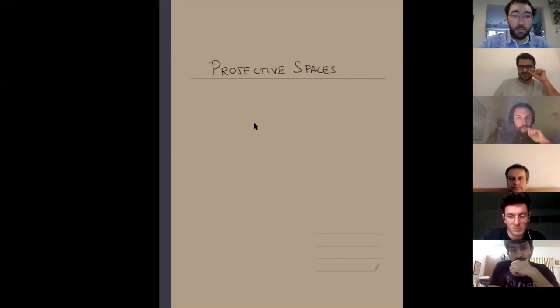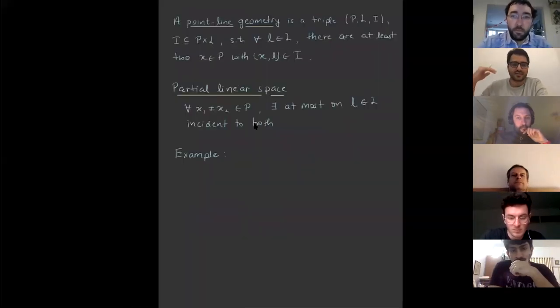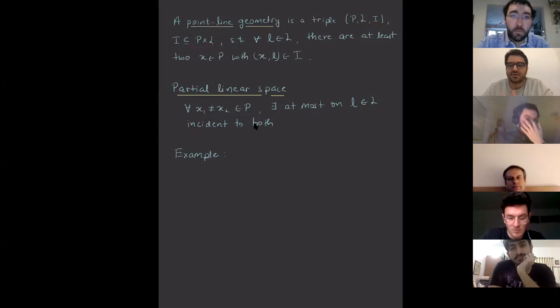Let's just jump straight into the maths here. And the basic object that we will see in our course in the finite geometrical world is the notion of a point line geometry. So this is just a triple of sets where the first set is often referred to as the point set, L is referred to as the line set, and this last thing is just an incidence relation. So it's just a relation between points and lines. So it's a subset of P cross L, such that we have this non-triviality condition, which says every line is incident to at least 2 points.